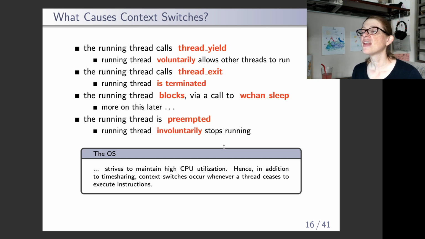It's not a guarantee. Another way that you can get a context switch is when a thread calls exit, because when a thread is terminated, we want to keep the CPU at 100% utilization. So we want to actually choose another thread.